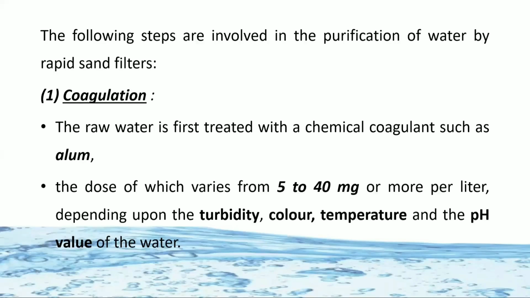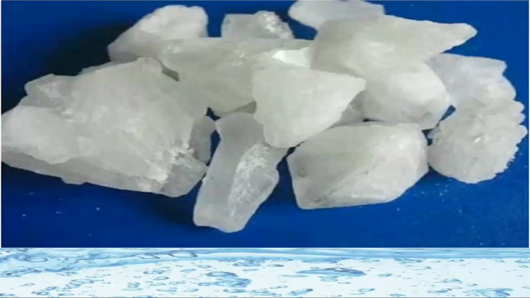You can see the difference from the slow sand filter. There, first we store the water, so the first step is storage. Here the first step is coagulation. At first we treat the raw water with alum, the dose of which varies from 5 to 40 mg or more per liter of water, depending upon turbidity, color, temperature and pH value of the water. So first we add the alum into the water.